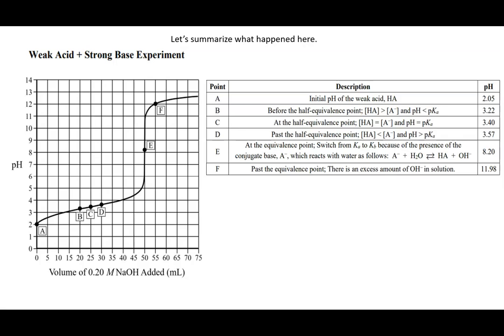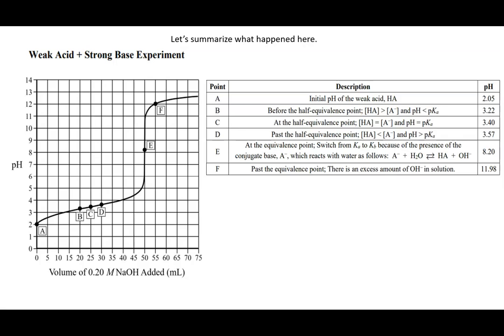And if you look at point C, you can look at this graph and go, well, that's kind of like halfway between. Well, let's look at it a couple of ways. The volume of base that I've added is exactly halfway between no base added and the equivalence point of 50 milliliters. Well, that makes it the half equivalence point. So at that half equivalence point, half of 50 is 25. You go on the x-axis at 25, you go up, you see point C, okay?